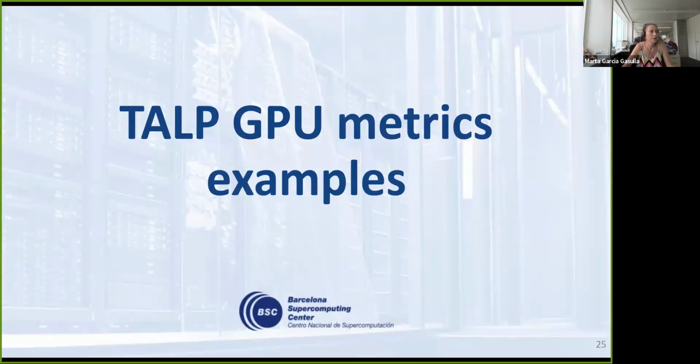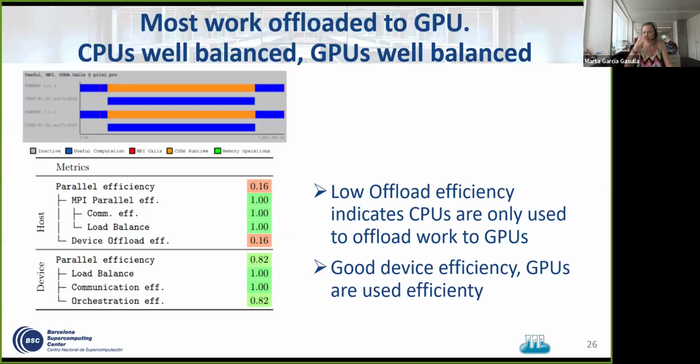What we have done here is a synthetic benchmark that we can tune to offload more or less work to the GPU, to do more or less work on the CPU, and to move more or less data. With this very simple benchmark, we are able to provide different patterns or use cases that we can then check to see how the metrics look. And we use it to check that the metrics are meaningful and correct.